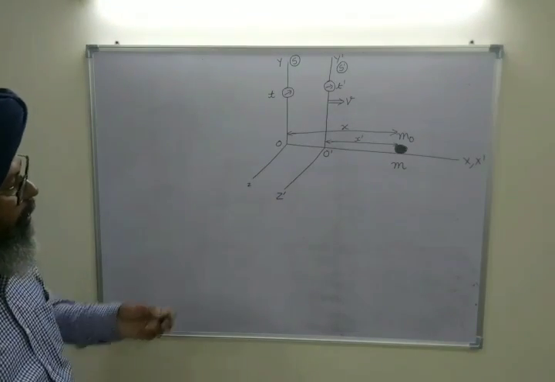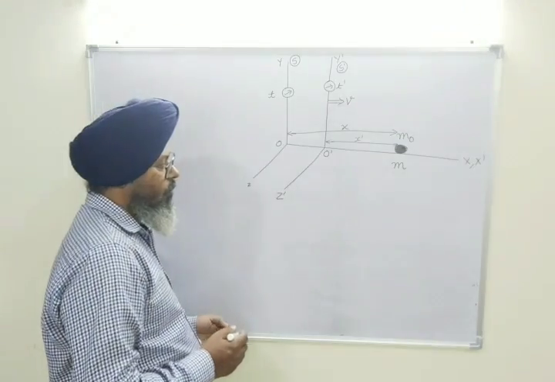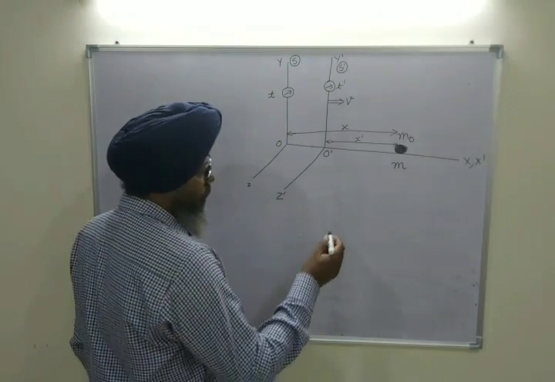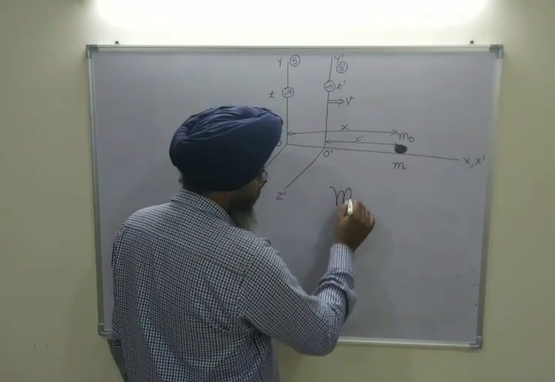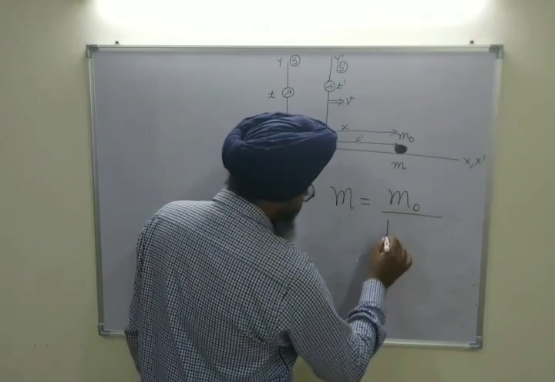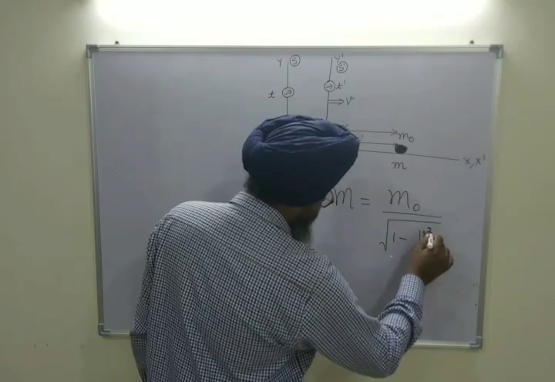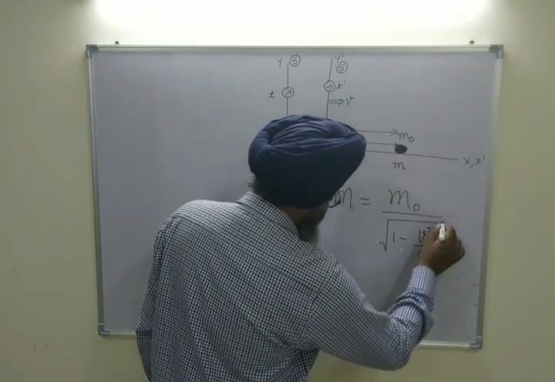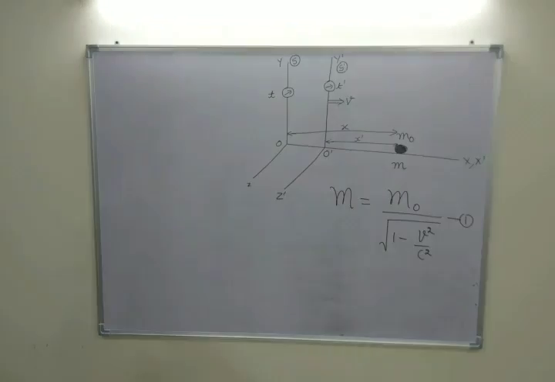So that is the starting point; I have now described this diagram. Now let us write the relation between m and m0. According to Einstein, m is equal to m0 divided by square root of 1 minus v square by c square. This is the first relation that we must know.